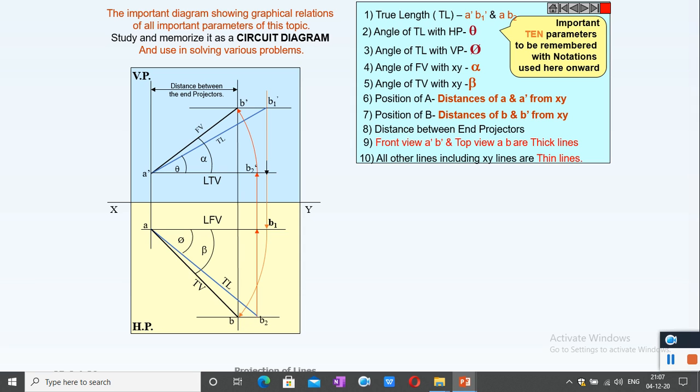The front view, always noted as A dash B dash, and the top view AB are usually drawn in thick lines. All other lines, including the XY line, are thin lines. The thick line is drawn using a 0.7 millimeter thickness pencil, and thin lines are usually drawn using 0.35, which is not available in the market. So a 0.3 pencil is used to draw thin lines.